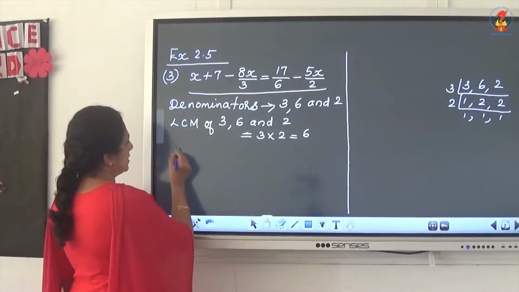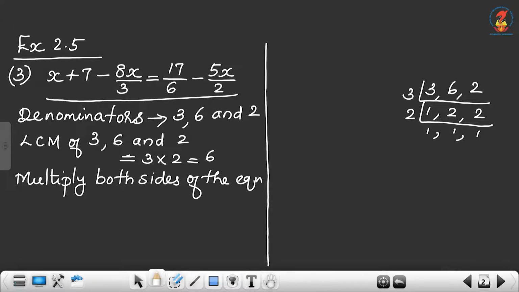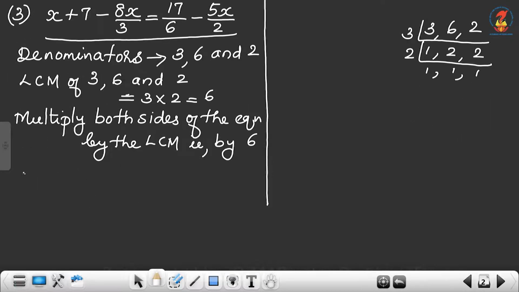Then the second step: multiply both sides of the equation by the LCM. Here we want to multiply by 6. That is the second step. Therefore, you have to multiply each term with 6.